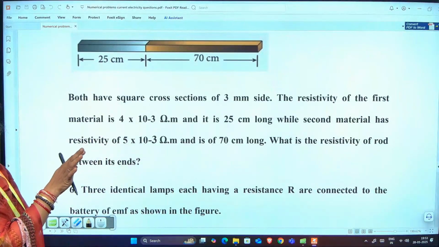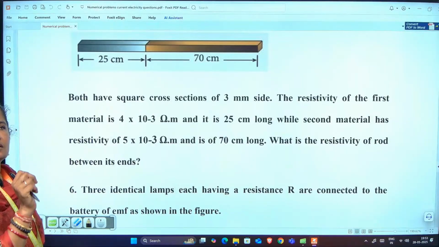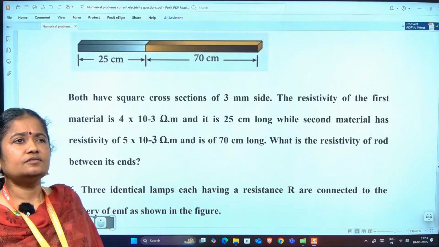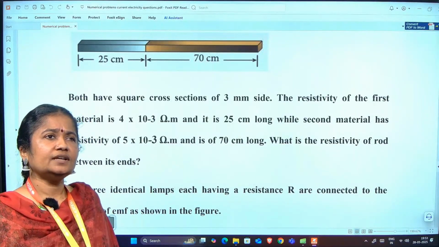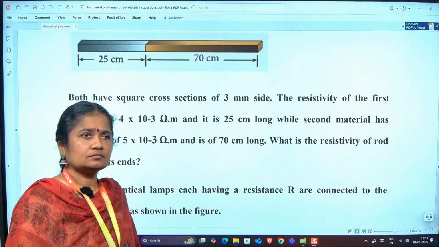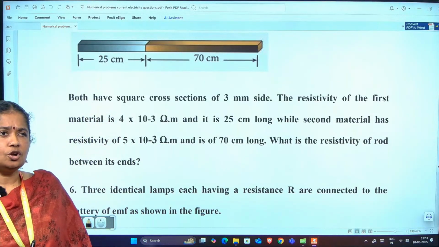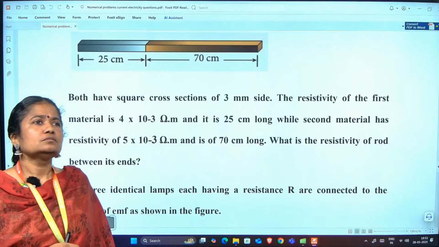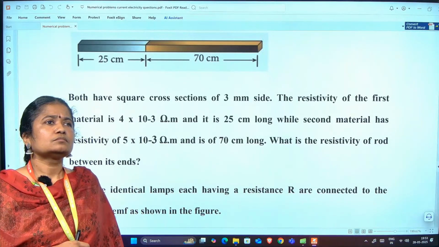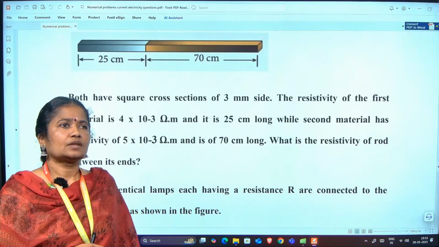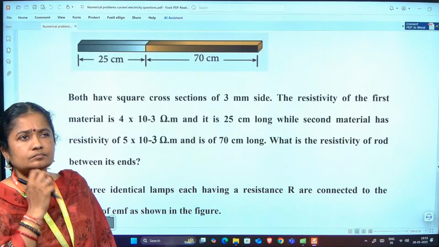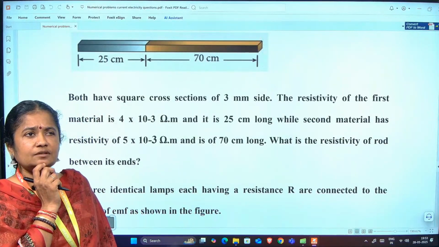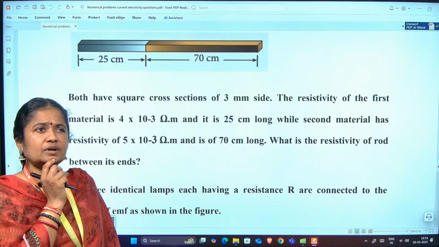Resistance you got? Sri Varshita, you got 500 ohms. Laya, Shaktivel. Laya, you got? Laya Shri, Pavitra.